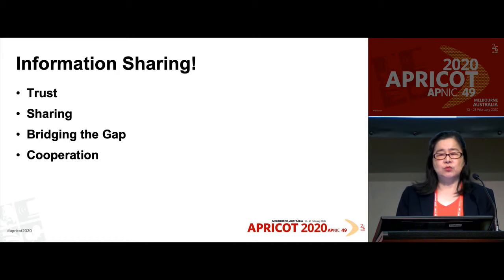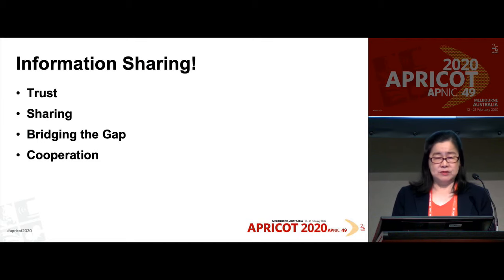At the end, we concluded that if there's one word to say, it's information sharing. From policymaking to the technical community, the more information sharing we have, the more trust we can build, and the cooperation we can make will definitely improve for the better. Bridging the gap is very important. There is a spirit of cooperation among the different communities, between policymaking and the execution parties, and we concluded that information sharing is the key message of this session.